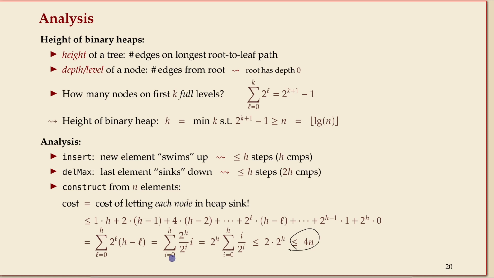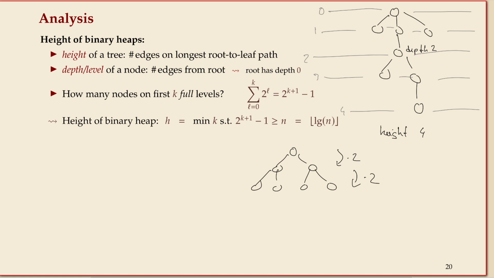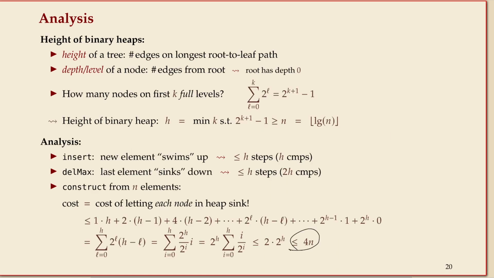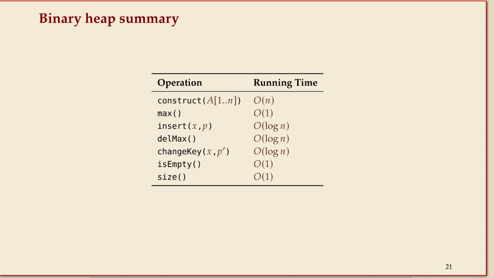And I'll skip the details. This is essentially what I said before, spelled out formally. Most of these sink calls are on small heaps. And if you sum that up, it turns out the overall cost is just linear. That's all on binary heaps.